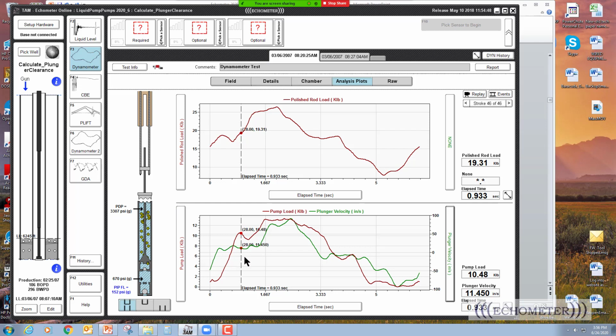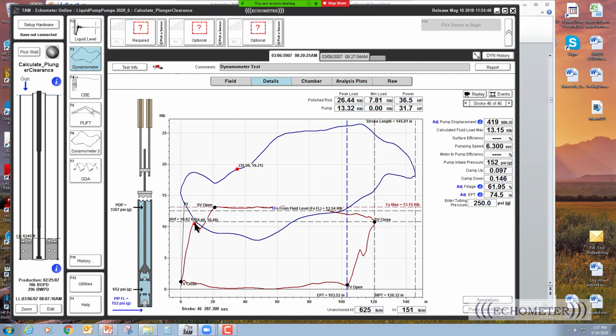So this is pump load and plunger velocity. You'll see this a lot on anchored tubing with open clearances. So you'll see that little bump there, this little bump right here, that little bump and that little bump there. That's a large pump with open clearances. This is about an 8,000 foot deep well, and you see that little bounce.